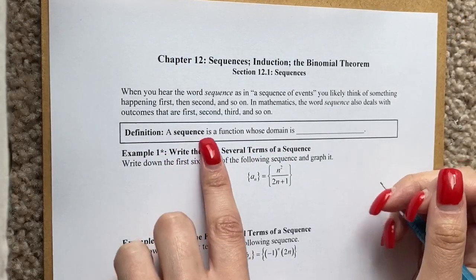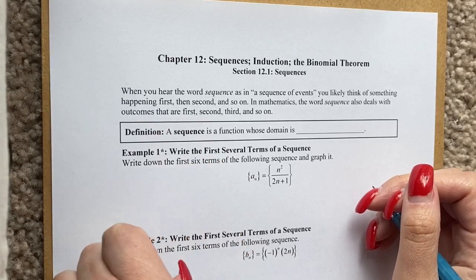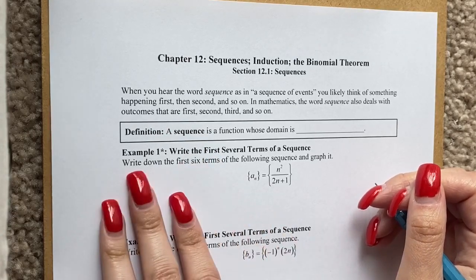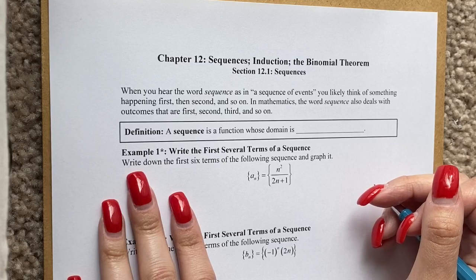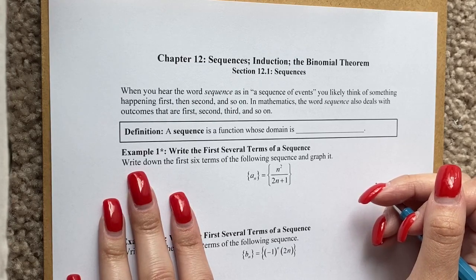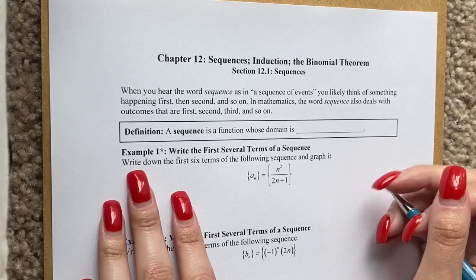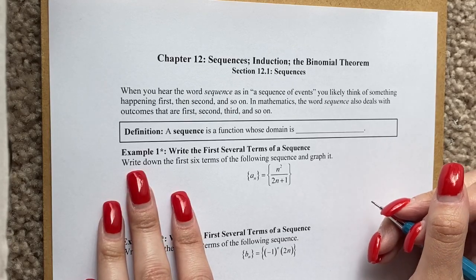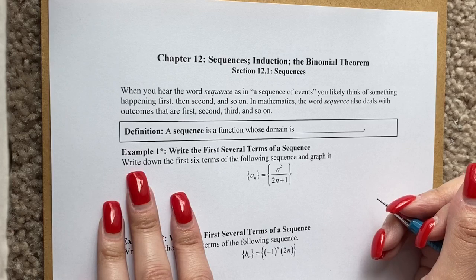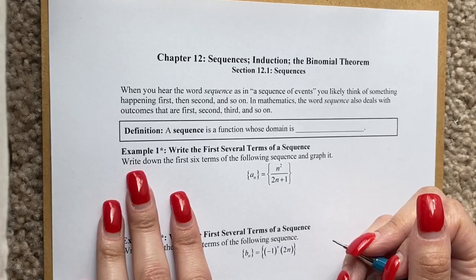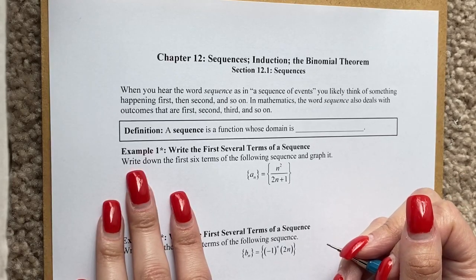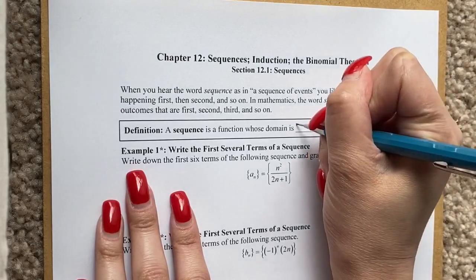So today you are going to learn about sequences, okay? When you hear the word sequence, as in a sequence of events, you likely think of something happening first, then second, and so on. In math, the word sequence also deals with outcomes that are first, second, third, and so on. Moreover, a sequence is a function whose domain is the set of positive integers, okay?